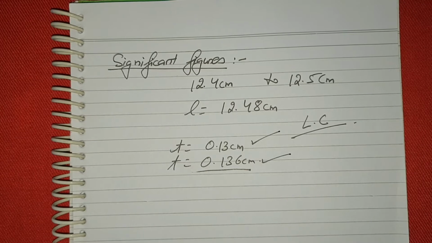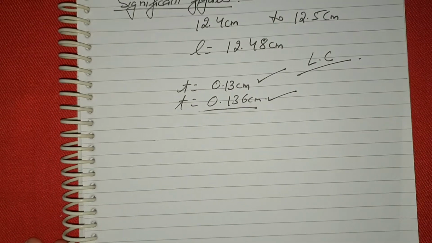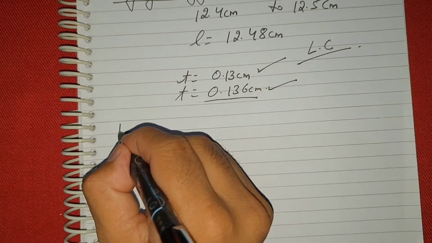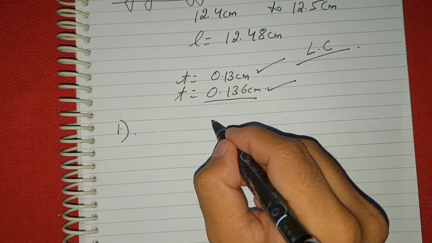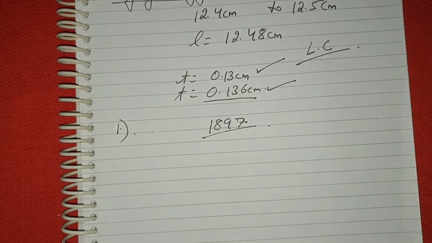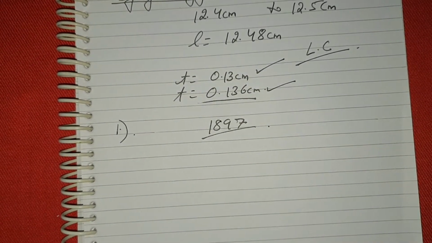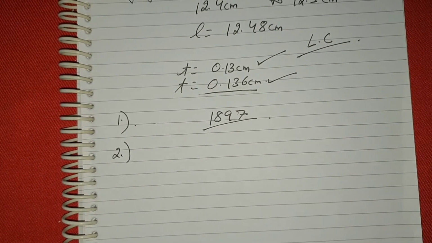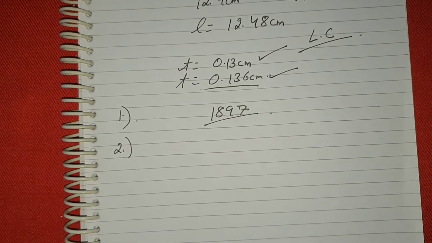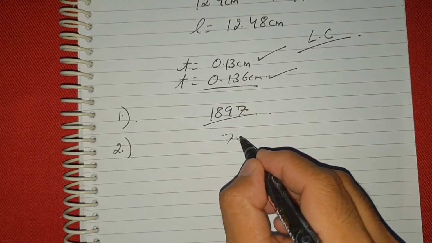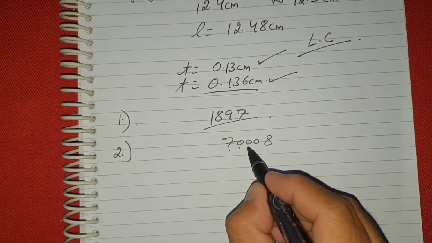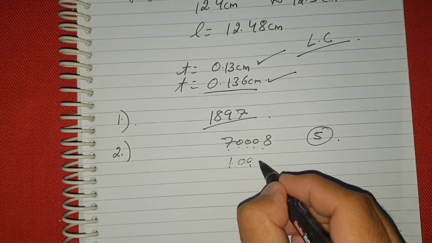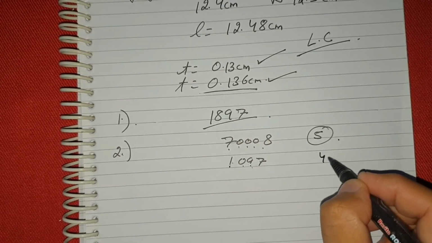There are certain rules also to find the significant figures. Rule 1: all non-zero digits are significant. Non-zero digits like 1, 8, 9, 7. This number has four significant figures. Rule number 2: all zeros occurring between two non-zero numbers are significant. 70008: 1, 2, 3, 4, 5, five significant figures. 1.097: 1, 2, 3, 4, four significant figures.